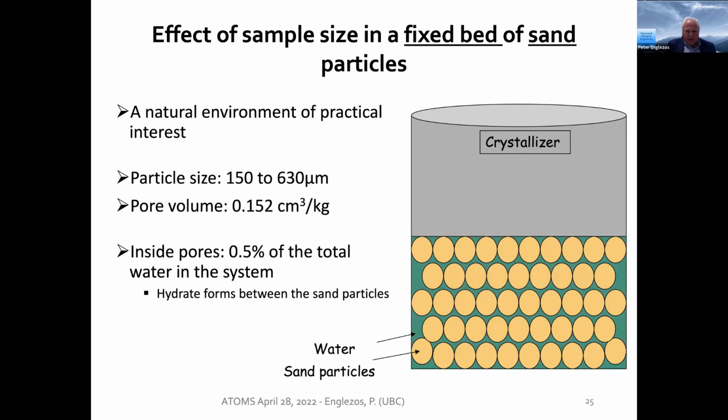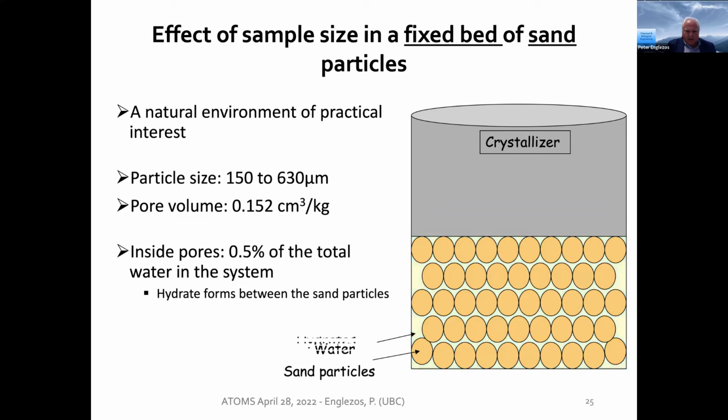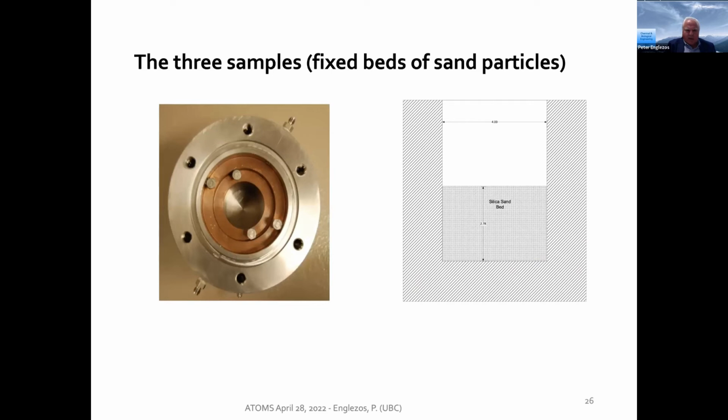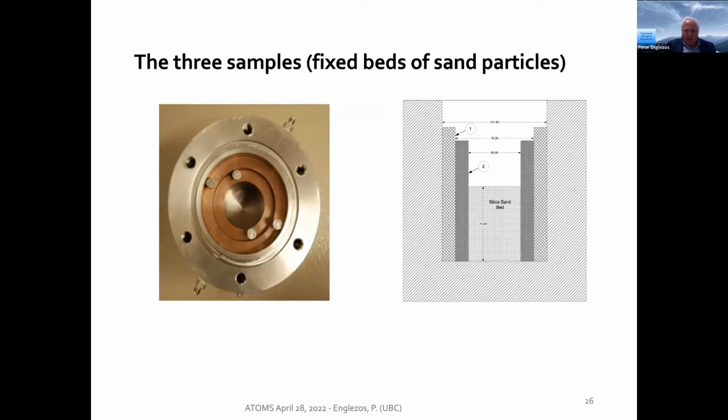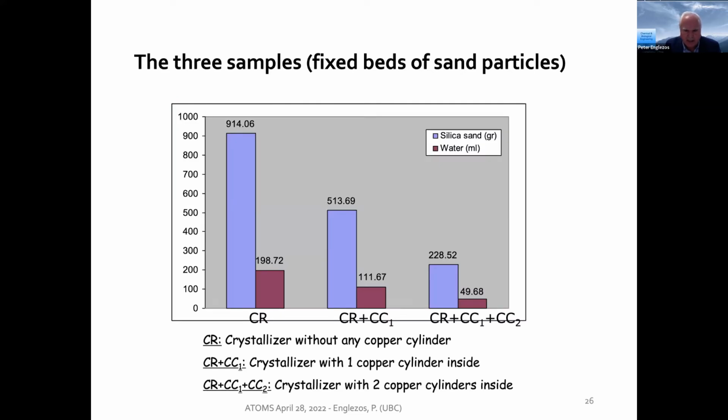What we did is, this is the crystallizer, and we've modified it to have 3 samples by just inserting copper cylinders inside so that we can reduce the active size. Okay, so you can see, you have the original volume of the reactor. You have another volume by inserting a copper cylinder, and we selected copper for heat transfer reasons, so that heat is transferred effectively. And this way we've created 3 bed sizes.